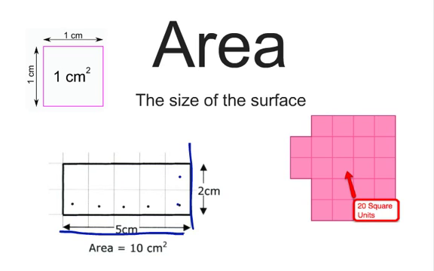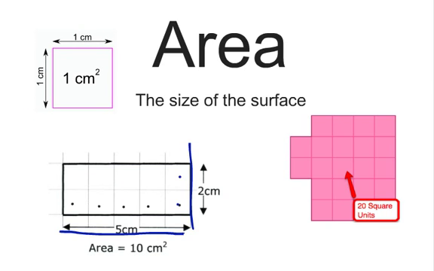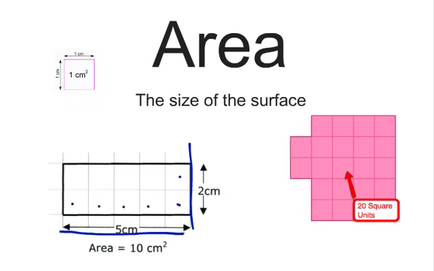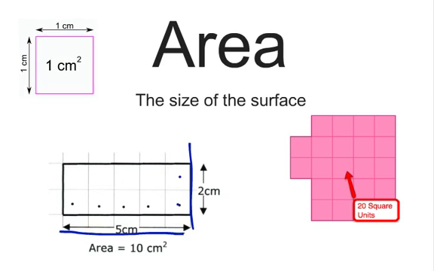And the squares are just like this one, 1 centimeter by 1 centimeter. So we use that kind of square to cover all the shape, and then we can add them all up. So we get 20 squares that have 1 centimeter by 1 centimeter.